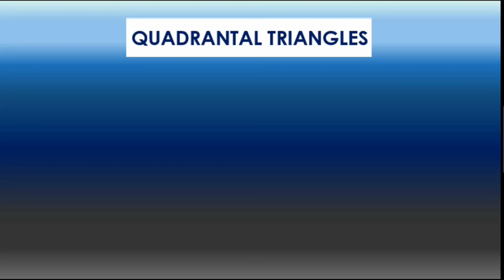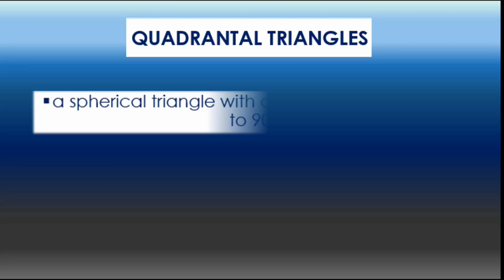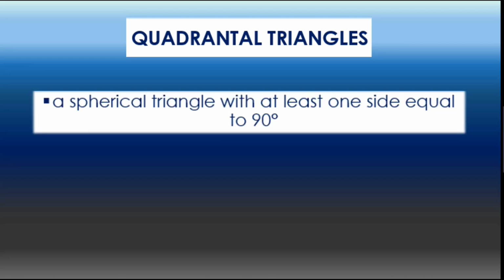Good day. So for the continuation of the lesson for this week, we now have the quadrantal triangles. But then what is a quadrantal triangle? It is a spherical triangle with at least one side equal to 90 degrees.